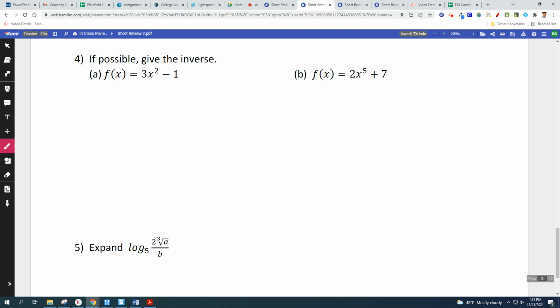Yes, if possible, give the inverse. You're going to have to calculate an inverse. So if you remember, the steps for this were, let's call this y. Just take it out of function notation. Switch x and y. Isolate y.